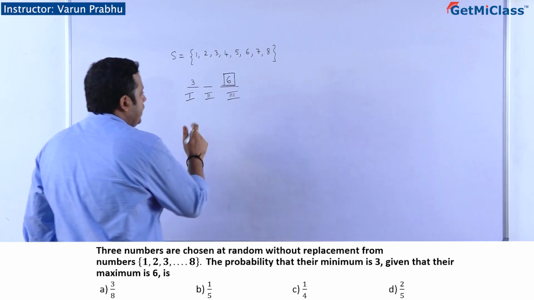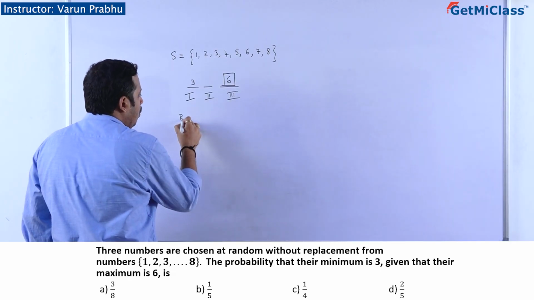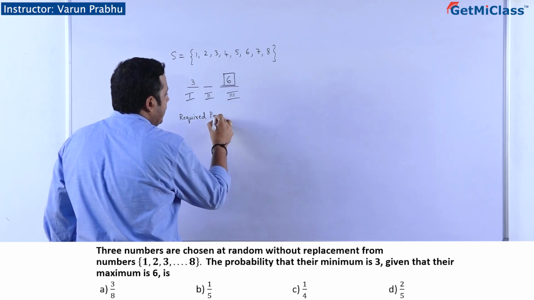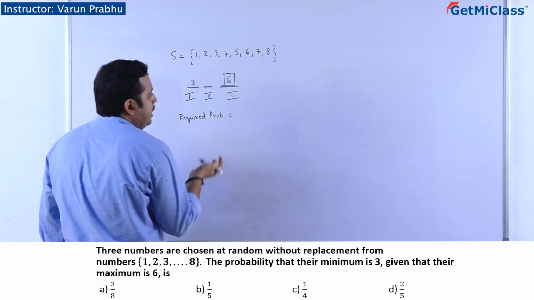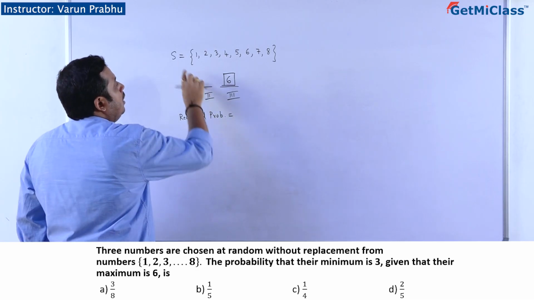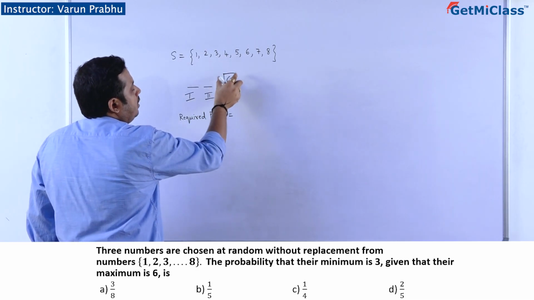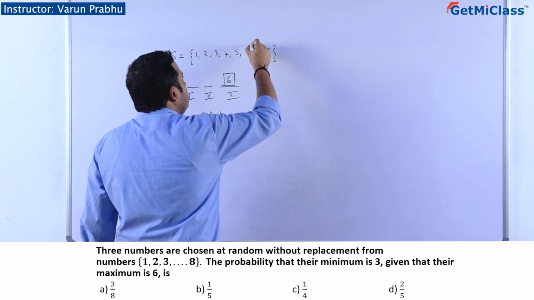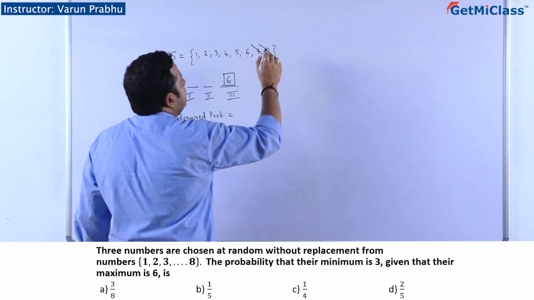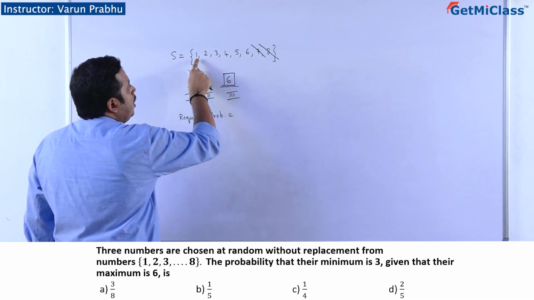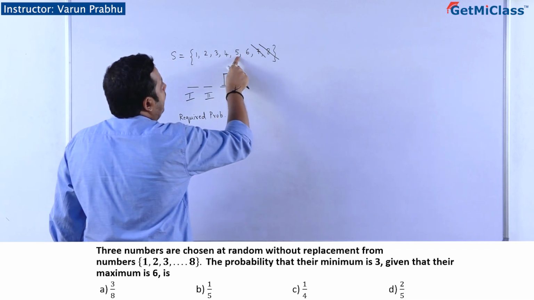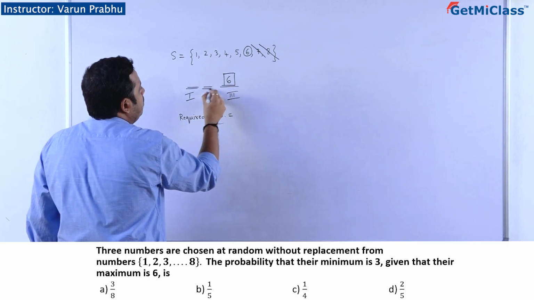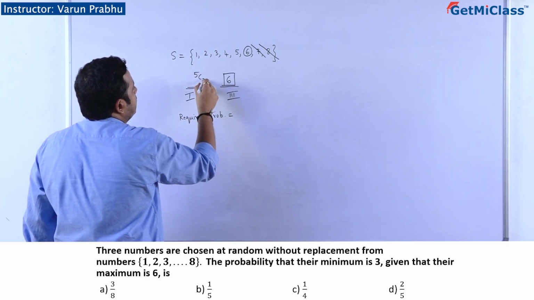So we'll see here. What is the required probability? This is basically coming from conditional probability, but for competitive exams, we can work out a shortcut. Maximum number should be fixed 6. If maximum number is fixed 6, then 7 and 8 can never be taken, right? 1, 2, 3, 4, 5. 6 is already fixed. So these two numbers can be now worked out in how many ways?